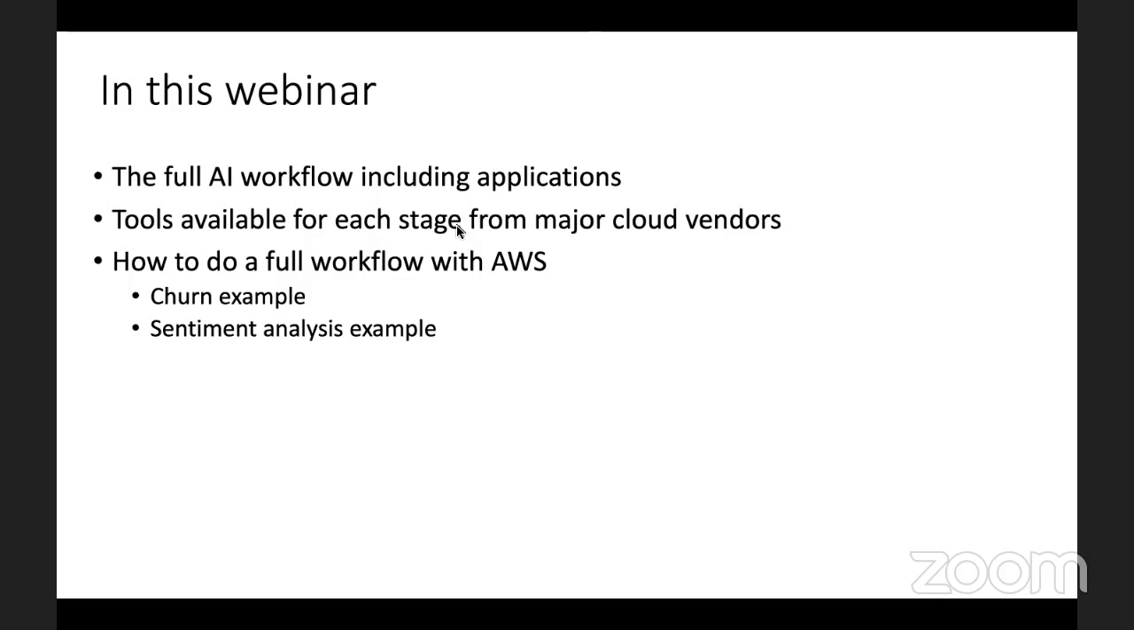And then we will take two specific examples where we will do a full workflow using various tools available from Amazon Web Services. We will go through two different examples that represent very common use cases in the business community. One is an example of churn, where we're trying to understand whether customers are likely to leave a bank or whether they're likely to stay. The second is a sentiment analysis example where we will take Twitter feeds and try to assess the positive or negative sentiment of the user based on the content of the Twitter feed.